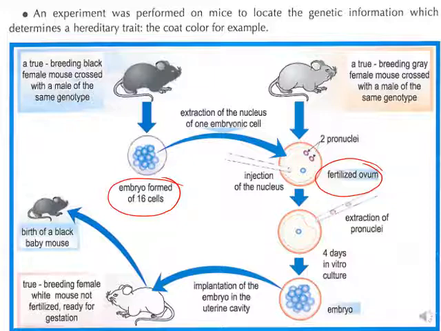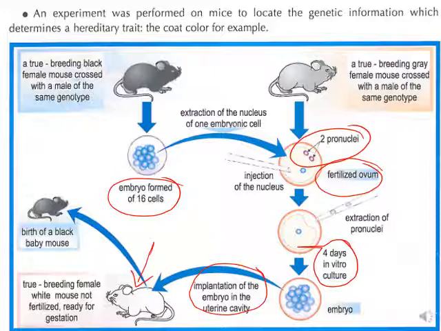Then the two pronuclei, the female pronucleus and the male pronucleus, are fused and extracted, and the obtained ovum is put in in vitro culture for about 4 days. Then the obtained embryo is implanted in the uterine cavity of a true breeding white mouse. It's not fertilized, it's only for gestation. This is the foster mother. What was the result? The result was the birth of a black mouse.